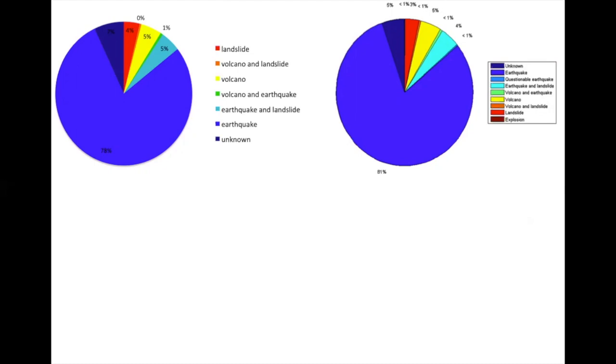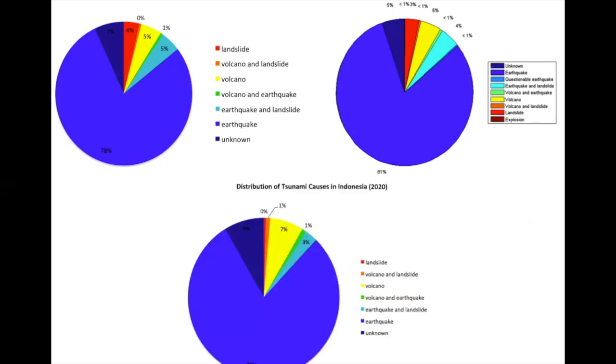more unknown causes. In Indonesia, however, the same database attributes more tsunami events to volcanic activity, in yellow, compared to the world average, and the unknown causes in Indonesia reach 9%, while landslides are less than 1% of the observed causes, and landslides play a role in only 4% of tsunami events overall.